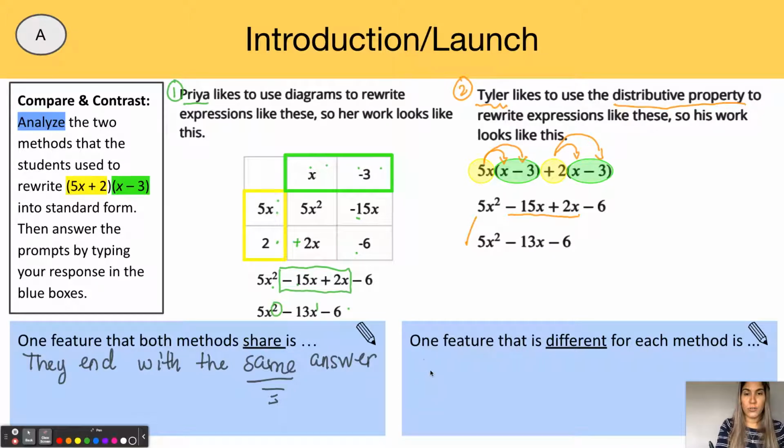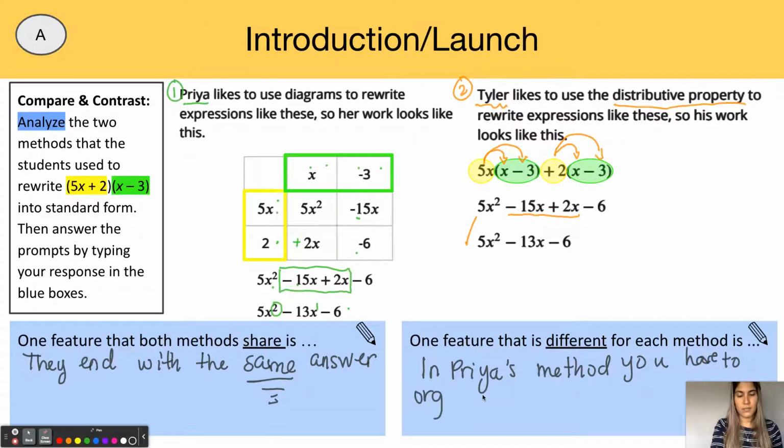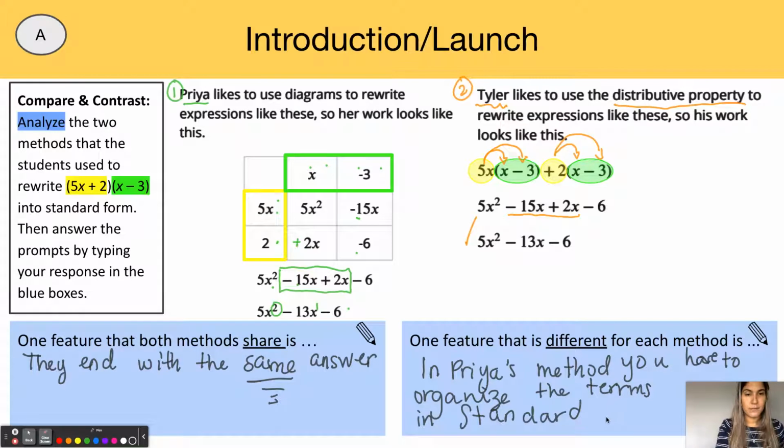So you could go ahead and say in Priya's method, you have to organize the terms in standard form. Okay, and in Tyler's method, you just have to check to make sure that they are in standard form. Okay, so I hope this has been helpful.